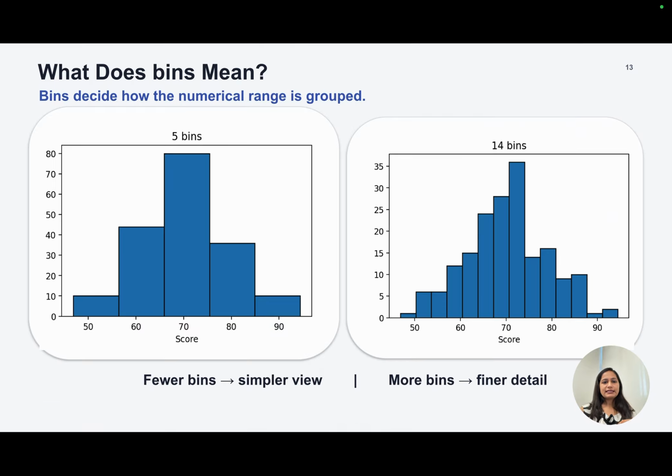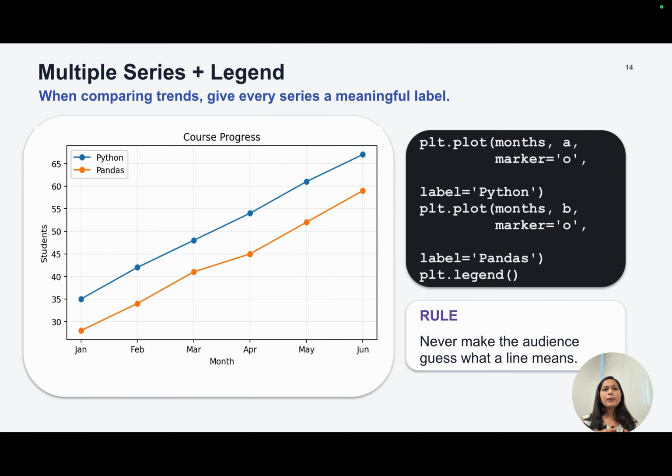Now comes the multi-series. With multi-series, we are comparing two trends on the same graph. For example, we are comparing the number of students taking a Python course and the number of students taking, maybe, pandas.